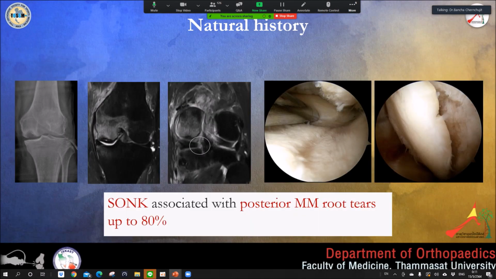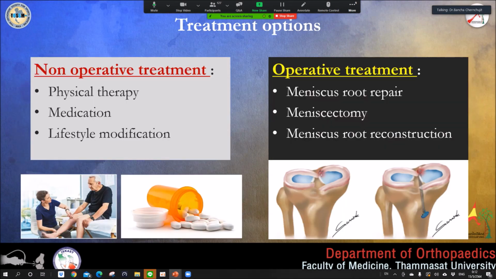Okay, this is one of my patients. The patient came to see me because he actually had meniscus root tear, but the patient denied the surgery. And 2 years after that, the patient came back with a medial joint line pain. So you can see from the MRI, this is also necrosis of the femoral condyle. Okay, so this is a very high association with the meniscus root tear.